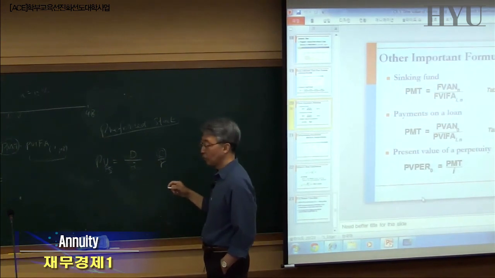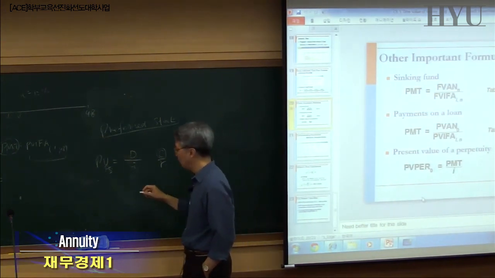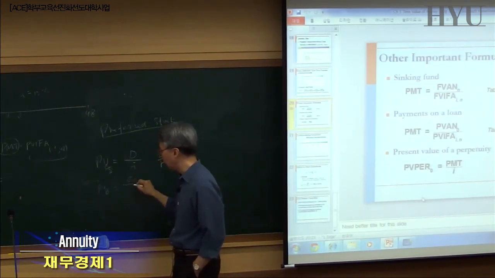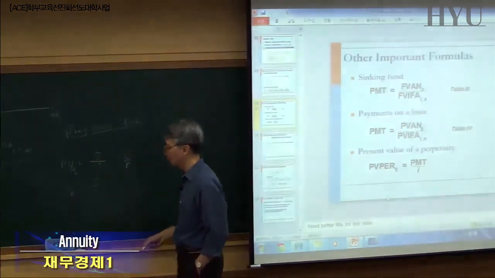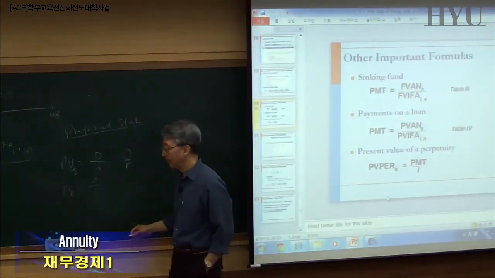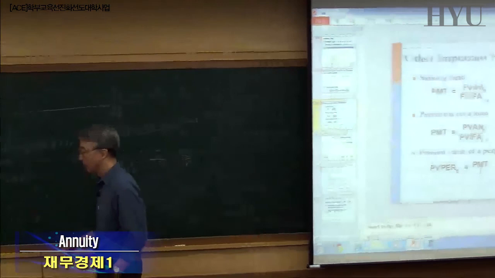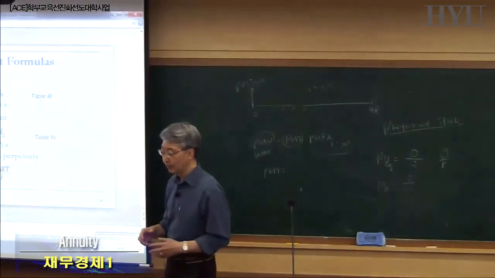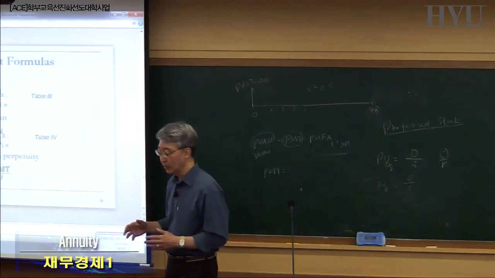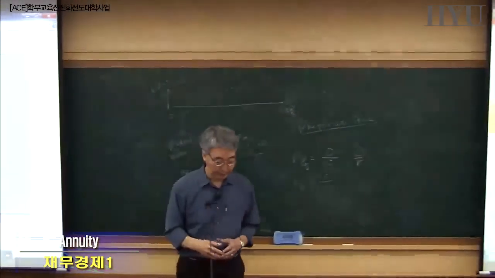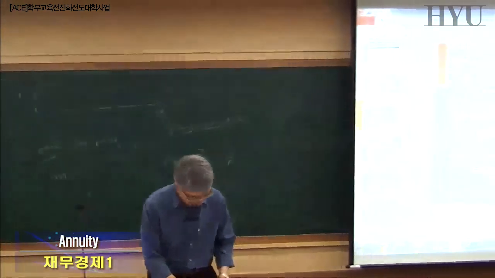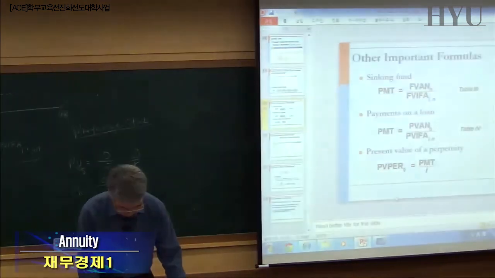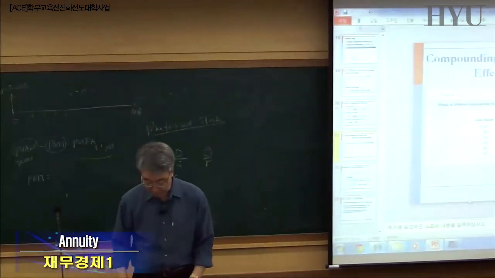Or in the case of a coupon bond, what's the present value of the bond? That's the coupon payment divided by I, if it's a consol. In other words, if the company never pays back the principal and only interest payments are made forever. Okay, so that's the idea of perpetuity.